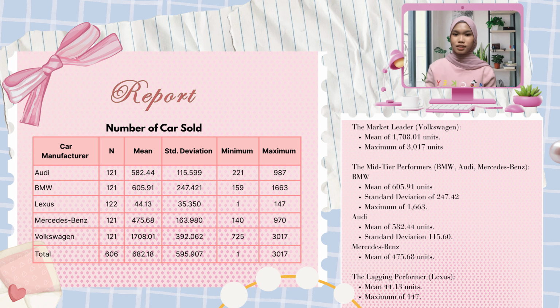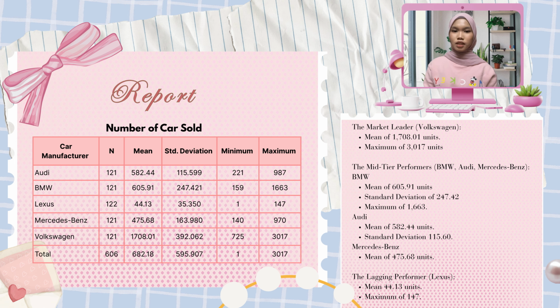Next, looking at the descriptive statistics under the report section, we can draw several clear conclusions about the number of cars sold across the 5 car manufacturers. As we can see, the market leader, which is Volkswagen, is the clear outlier on the high end. It has the highest average sales by far, with a mean of 1,708.1 units. It also records the single highest sale peak in the entire dataset, with maximum of 3,017 units.